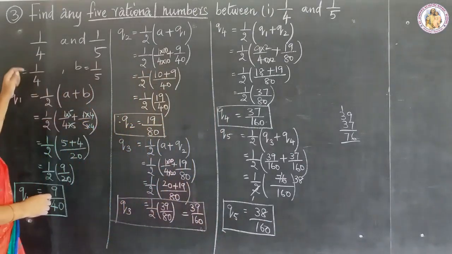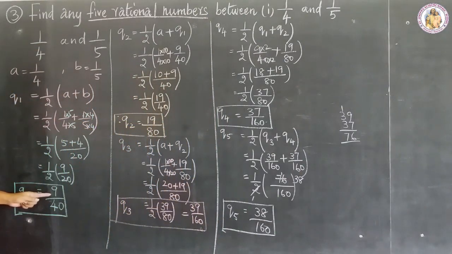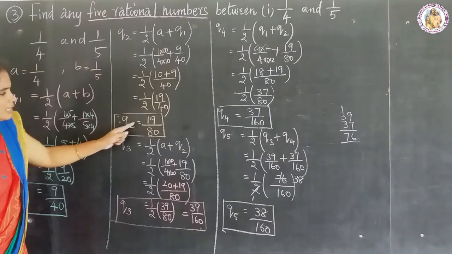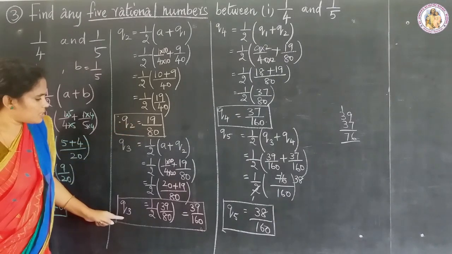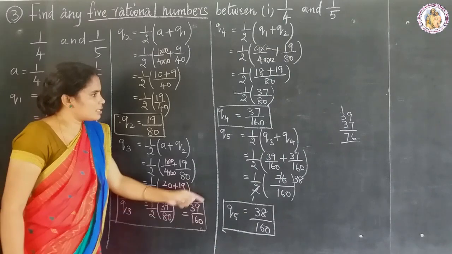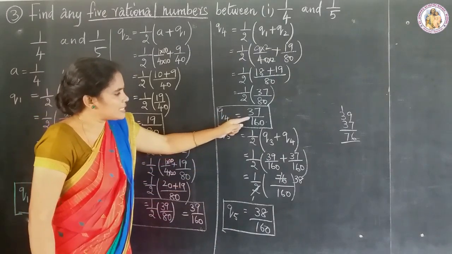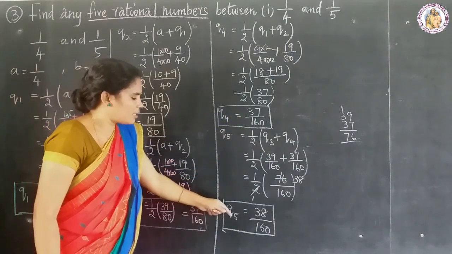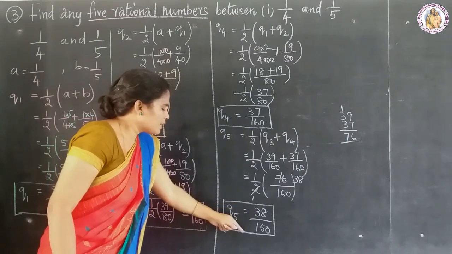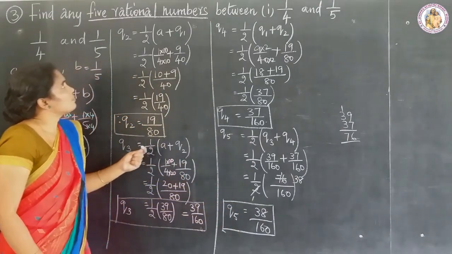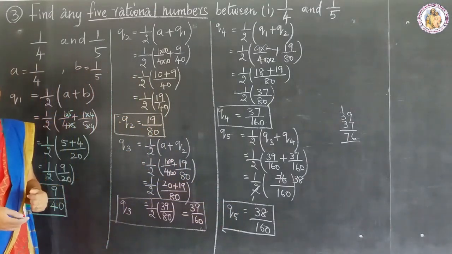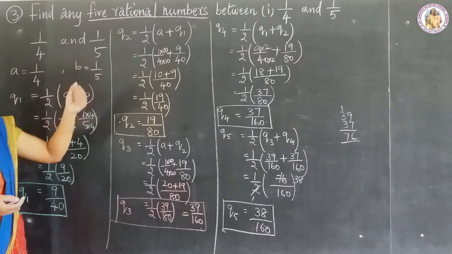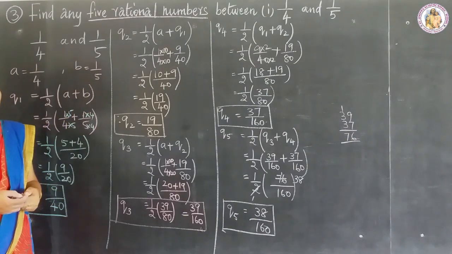So Q1 is equal to 9 by 40, Q2 is equal to 19 by 80, and Q3 is equal to 39 by 160, and Q4 is equal to 37 by 160, Q5 is equal to 38 by 160. Actually, in the question we are asked to find 5 rational numbers, but we can find any number of rational numbers between 1 by 4 and 1 by 5.